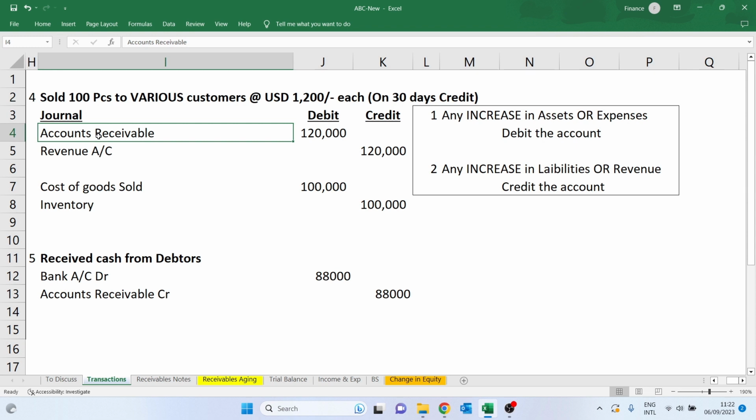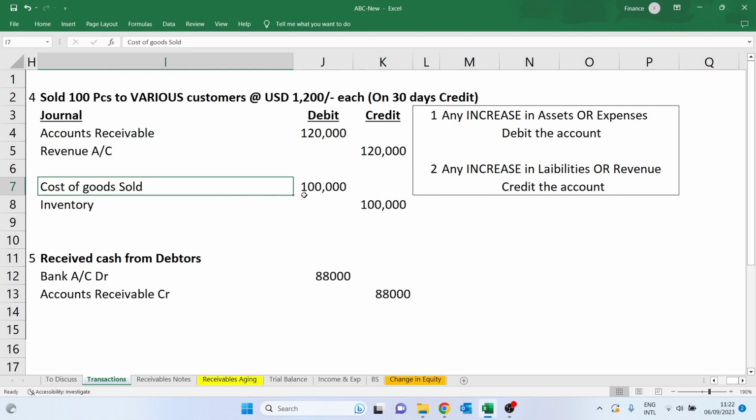We have to get the money after 30 days from those clients, 120,000. So this is an asset. So any increase in asset will be debited. So accounts receivable is debited, and the credit goes to the revenue account. And the second entry will be cost of goods sold.